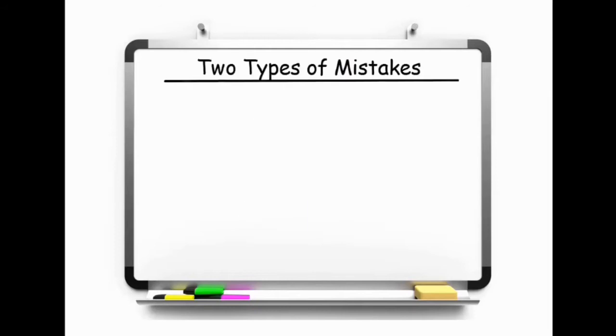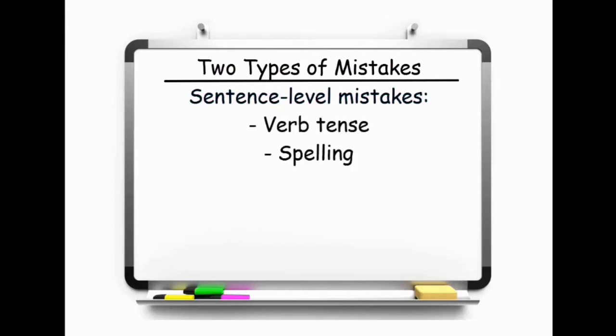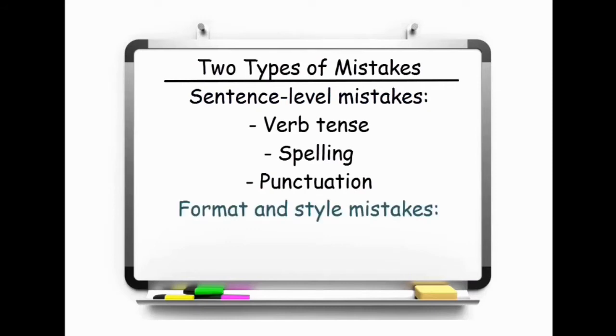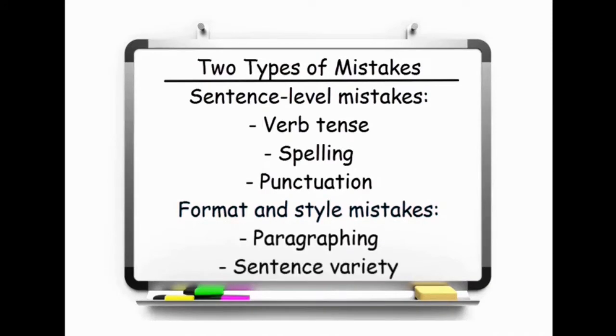There are really two types of things to check for in your work. There are sentence level mistakes, which include things like verb tense, spelling, and punctuation. And then there are format and style mistakes, which include things like paragraphing and sentence variety. We'll talk about sentence level mistakes first.